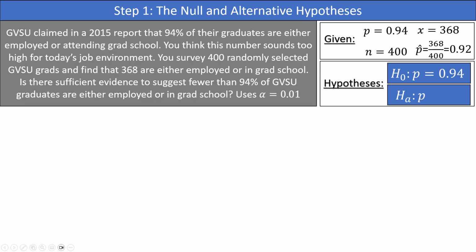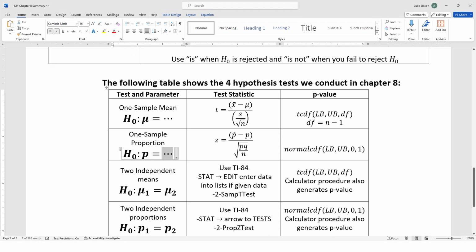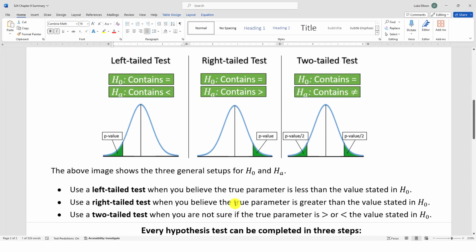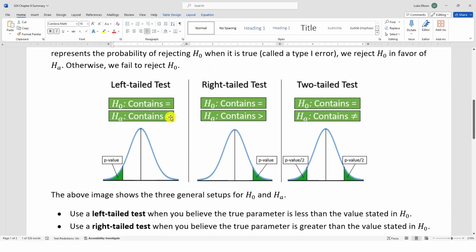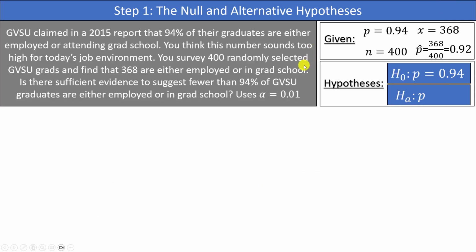Our alternative hypothesis must have one sign that is either a less than, greater than, or not equal to sign, depending on what we are trying to test. If we have a less than sign, we will have what is called a left tail test. The greater than sign will indicate a right tail test, and the not equal to sign will indicate a two tail test. In this problem, they say, is there sufficient evidence to suggest that fewer than 94% of the Grand Valley grads are either employed or in grad school? So the word fewer is indicating a left-tailed test, so we'll use the less than sign.